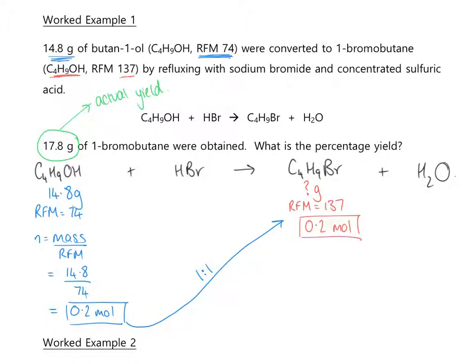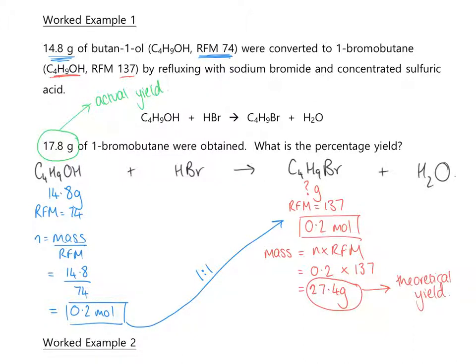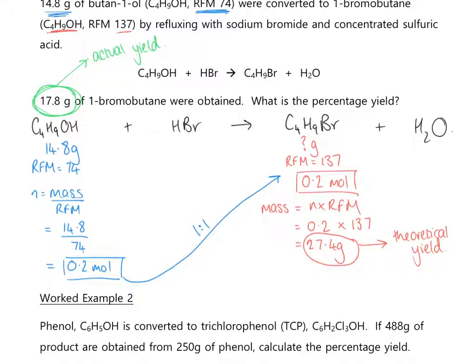I now need to work out the theoretical mass of my 1-bromobutane, so I use the equation mass equals n times RFM. Number of moles is 0.2, my RFM is 137. Put that into your calculator, you should get 27.4 grams. And just so we remember which value is which, this value that I've just calculated using my moles calculations is the theoretical yield. Now I have a value for the theoretical yield. I've been given a value of the actual yield in the question back up here, 17.8 grams. So now I'm ready to work out what my percentage yield is.